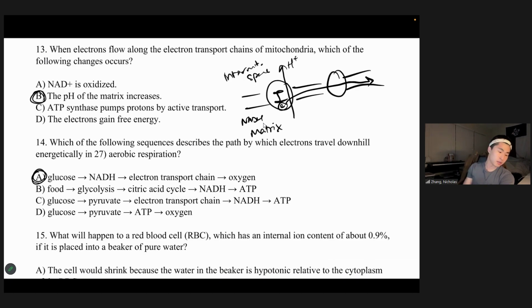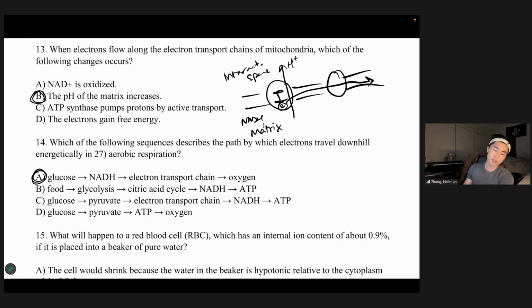Which of the following sequences best describes the path by which electrons travel downhill in aerobic respiration? Ignore that 27. So in aerobic respiration, in humans, we're starting with glucose or food, right? That's going to be the same in all the questions. But we can go immediately to the end of each of the answers and kind of cross off based off of that. We know that in aerobic respiration, diatomic oxygen, O2, is going to be the final electron acceptor at the very end of the electron transport chain, right?